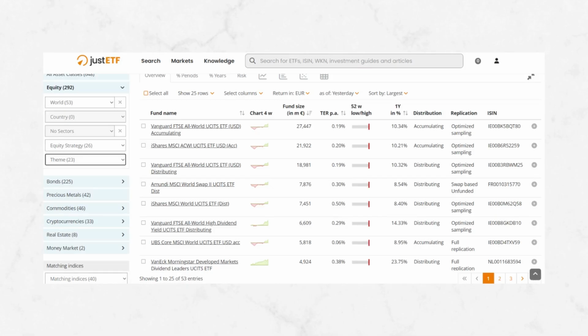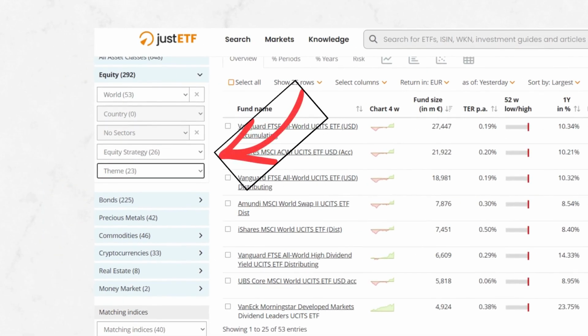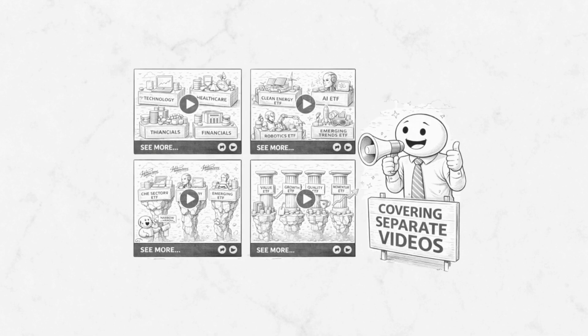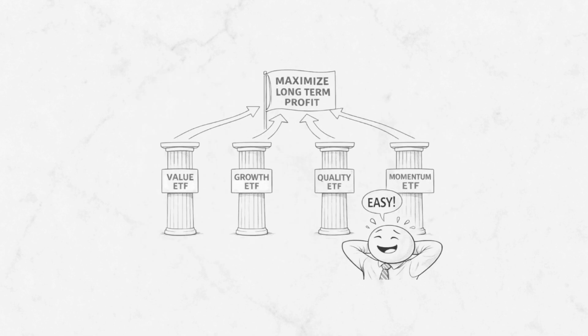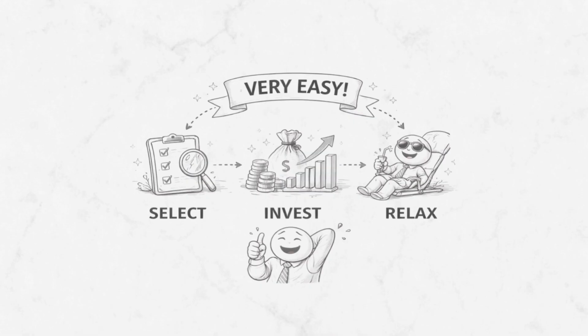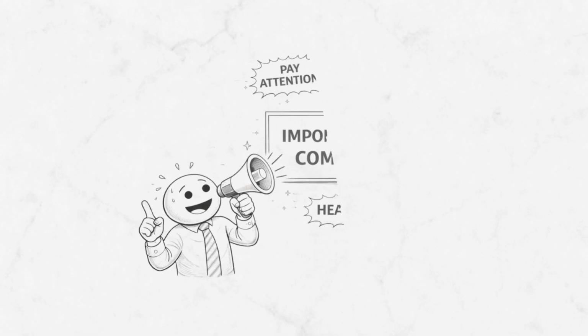Finally, there's equity strategy. Things like value, growth, quality, or momentum are legitimate approaches, and we'll cover them properly in a separate video. For now, you don't need to choose one. Different strategies all aim to perform well over the long term, just in different ways, and skipping this filter keeps the process simple. And here's the important part.